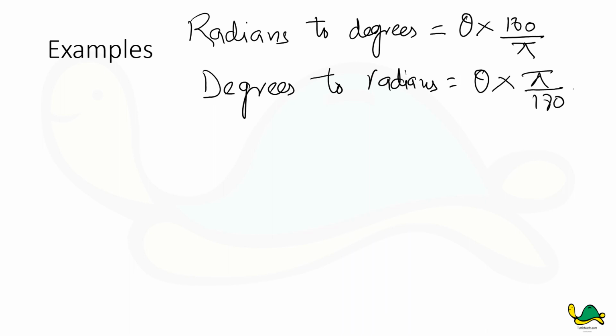The best way to remember it is by saying that you have got pi radians are equal to 180 degrees. So this is the thing that you should remember.